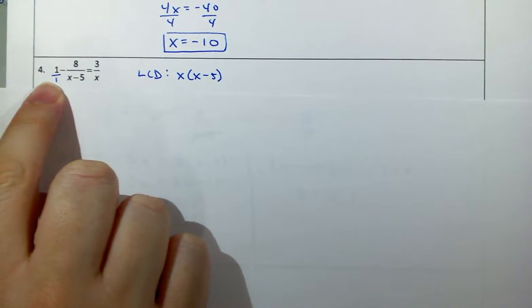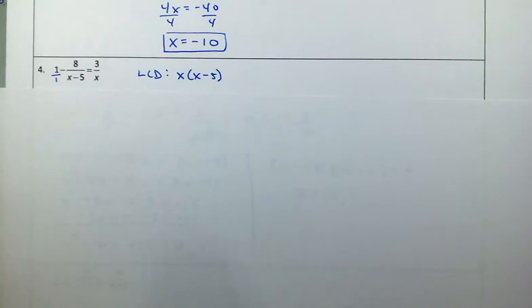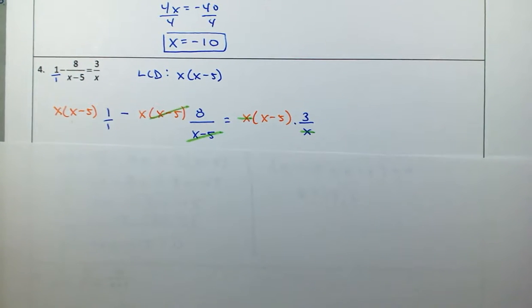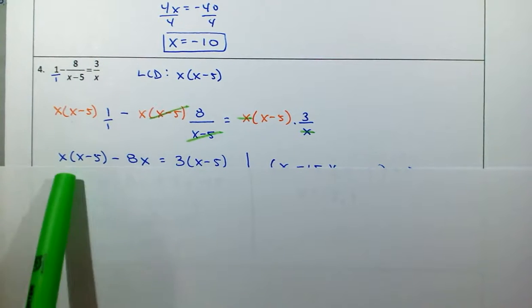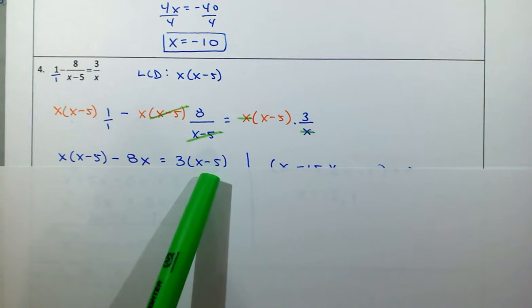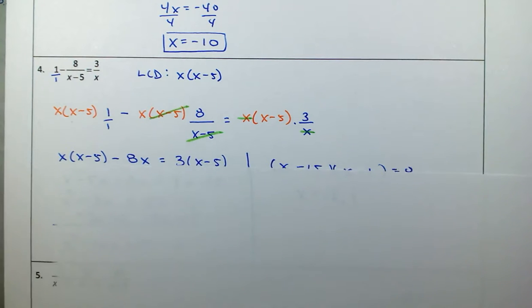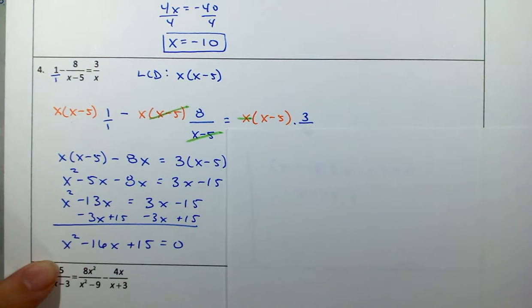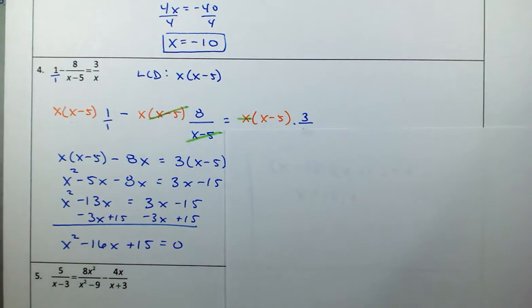Now, I know this constant here, this 1, could be an issue. Just put it over 1. You can make it a fraction by putting it over 1. So now when we multiply everything by that, we end up with x times x minus 5 minus 8x equals 3 times x minus 5. So when we multiply it out, we end up with x squared minus 16x plus 15 equals 0. Which again, you can either factor it if it factors, and this one does, or you can use the quadratic formula.